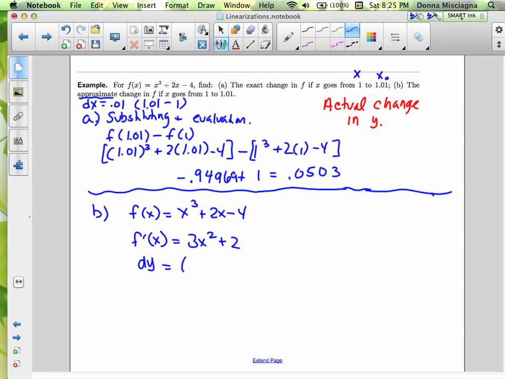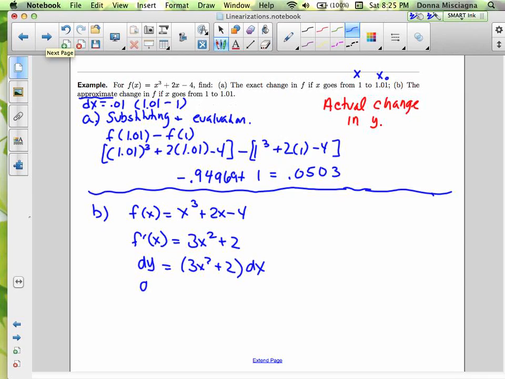Actually, let me put this in parentheses. 3x squared plus 2, because we're going to take that value and multiply that by the change in x, or dx. There's the equation to calculate it out. Now let's actually calculate it out because we have the values.